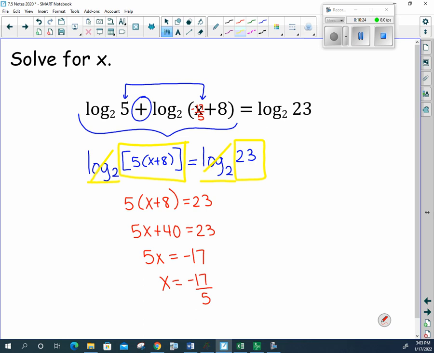So negative 17 divided by 5, and we add 8 to that, we get 4.6. So 4.6 is okay, that's positive. Remember, we can't have the logarithm of a negative number, so the argument of the logarithm can't be negative. Our answer can be negative, but our argument can't be negative. So since our argument turned out to be 4.6, which is positive, negative 17 over 5 is a good answer.